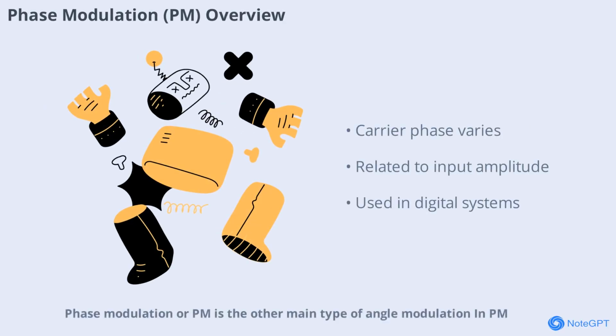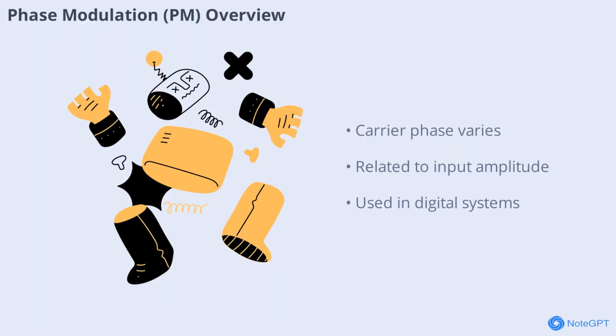Phase modulation, or PM, is the other main type of angle modulation. In PM, the phase of the carrier wave is varied according to the instantaneous amplitude of the message signal. While similar to FM, the key difference lies in what aspect of the carrier is changed. PM is often used in digital communication systems and can be converted to FM and vice versa with appropriate circuitry.